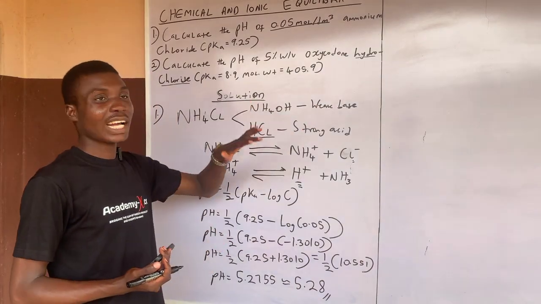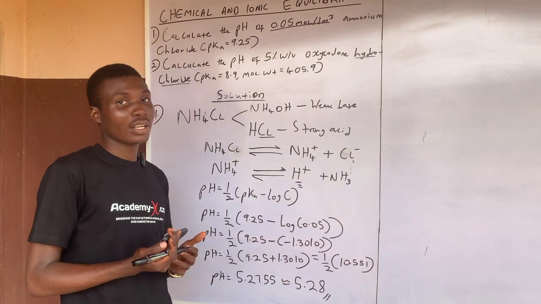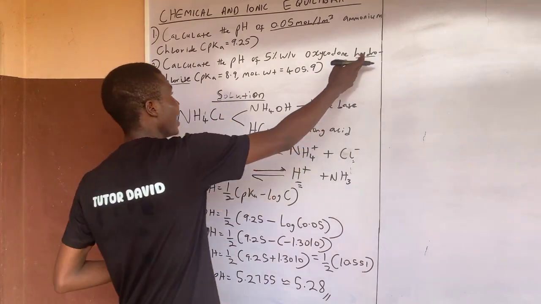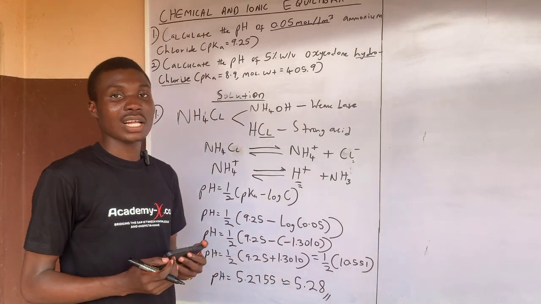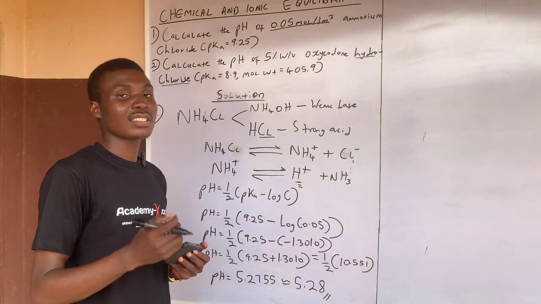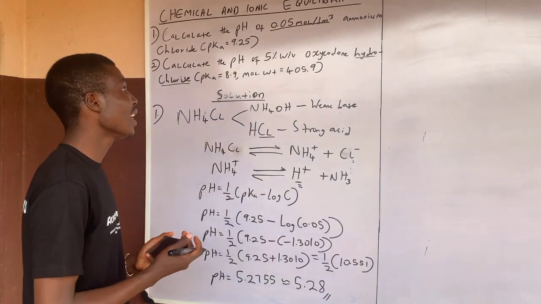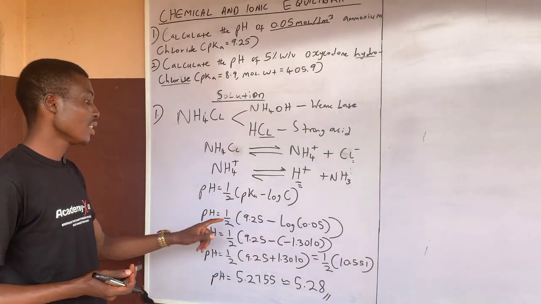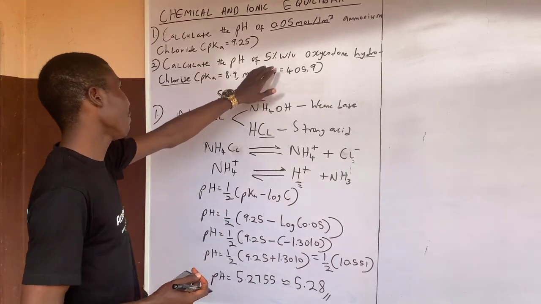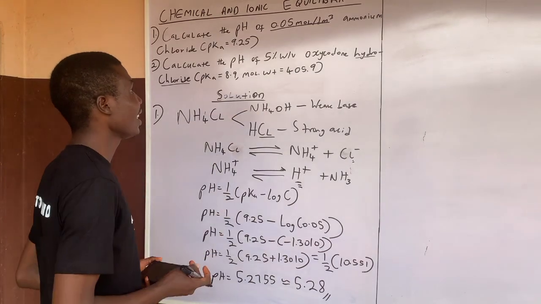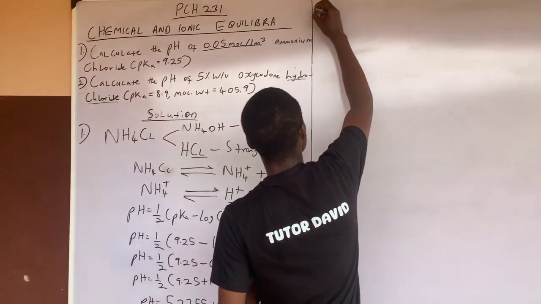So oxycodone hydrochloride: base, oxycodone; acid, hydrochloride. Like we already know, HCl is a strong acid, but oxycodone is organic, and because it's organic, the basic nature is actually weak. So you have a strong acid and a weak base. It means that this particular formula will apply. We have 5% weight per volume, and we have to convert that to mole per dm cube. So let us go all in and begin to solve that.